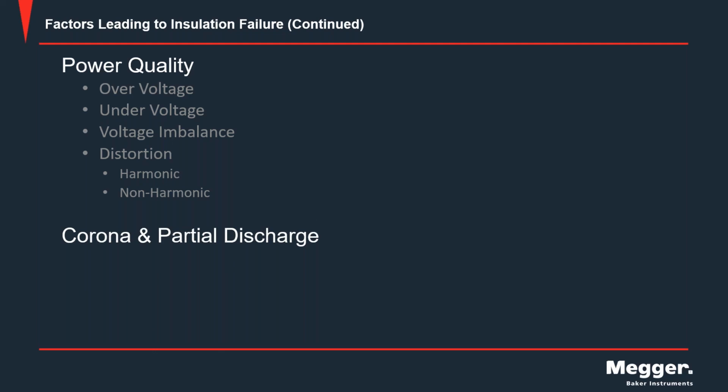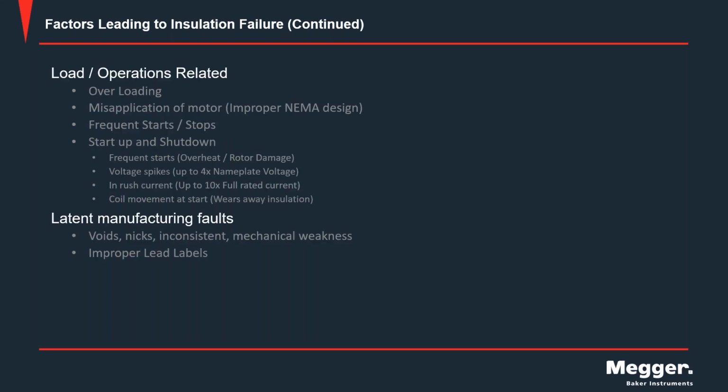Corona and partial discharge. Especially in higher voltage motors, we get partial discharge. That's discharge of electrons in a void of the insulation, causing off-gassing and a caustic chain of events to the insulation at that point in time. Load related: overloading. That is key, and a lot of times as you're caretaking your motors, you're responsible for them, but the operator has a different set of measurements.